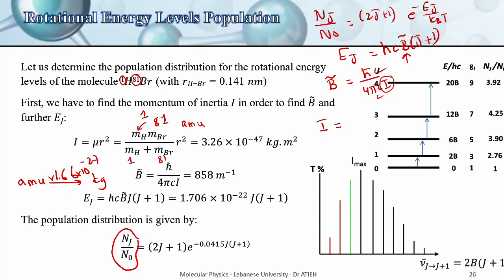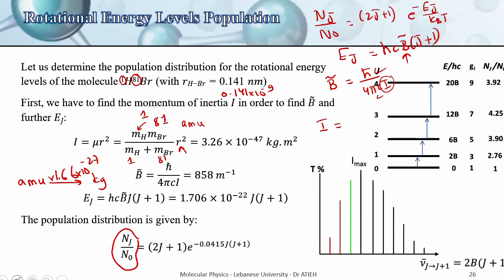This ratio here, mH mBr over mH plus mBr, has a final unit AMU, and then we multiply by 1.66 times 10 to the power minus 27. It is now in kilogram. r squared is in nanometer. It must be substituted in meters, so it's 0.141 times 10 to the power minus 9. We substitute, we solve, we get our I. This is the first method.